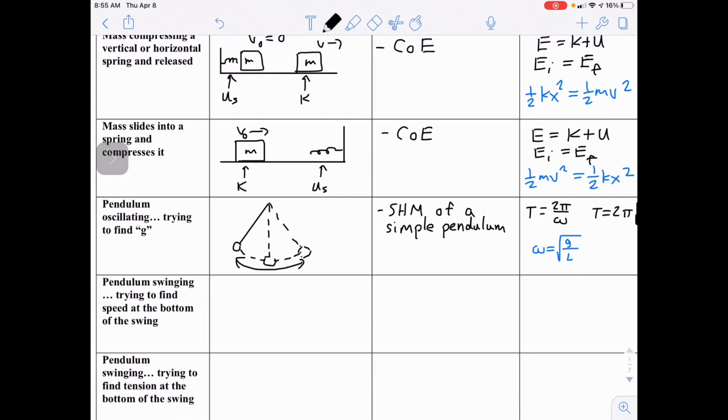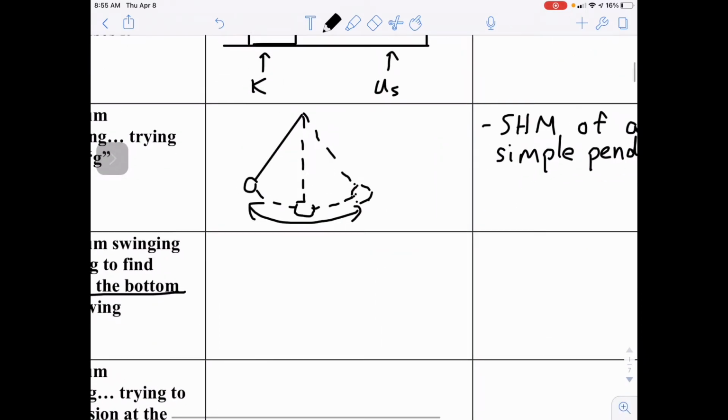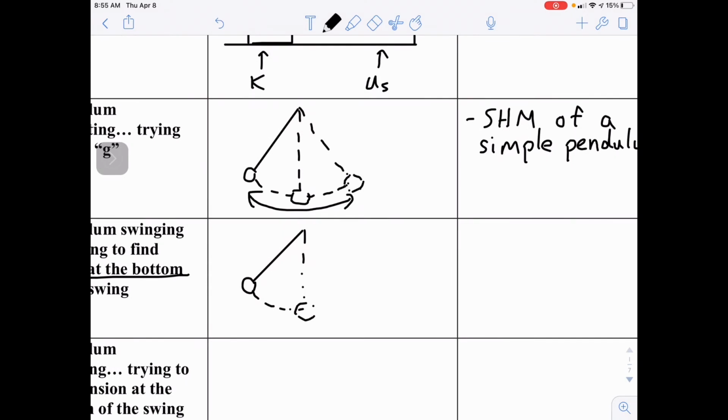All right, in the next scenario, we have a pendulum, but this time we're trying to find something different with the pendulum. We're trying to find the speed at the bottom of the swing. So we take our pendulum, we raise it to some highest point, and we let it swing down to the lowest point, just like this. Okay, and we want to find the speed at the bottom of the swing. Well, the speed is associated with kinetic energy.